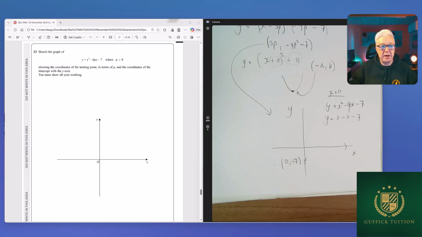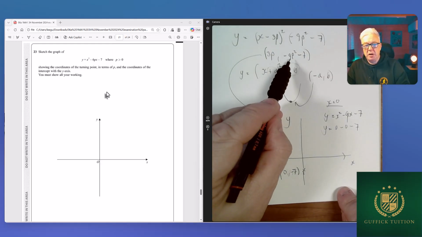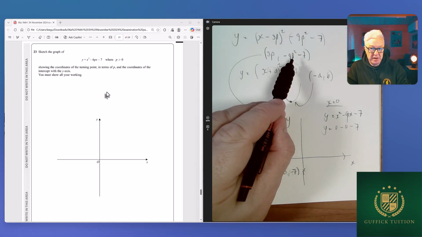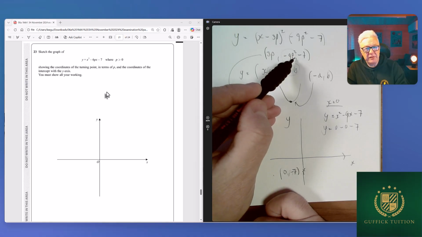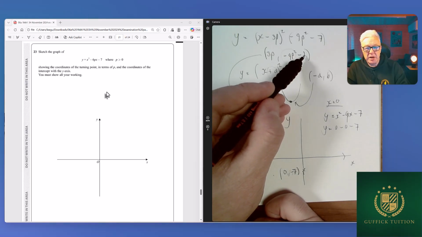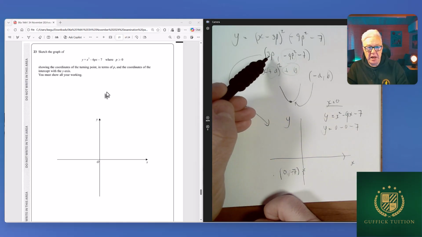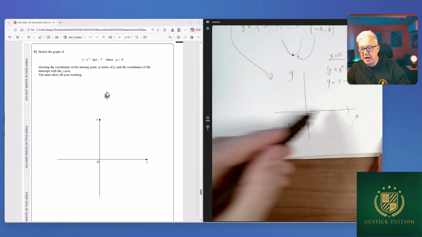Okay, so let's now think about sketching the rest of the curve. Now let's consider the y coordinate. We're told that p is greater than 0. So anyway, p squared is going to be positive. So we've got negative times positive, so that part is going to be negative. And then we take away 7. So we know we must be below the x-axis. This coordinate is 3p and p is greater than 0, so we must be to the right of the y-axis. So that means that we have to be in this quadrant down here.